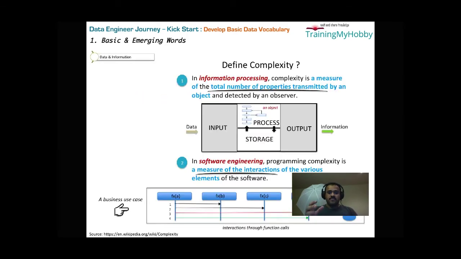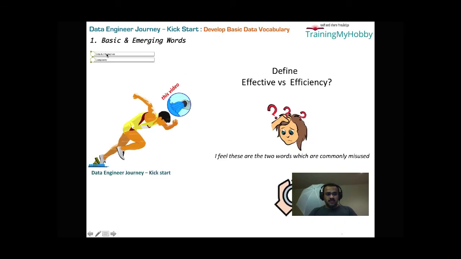By the way, this meaning of complexity is taken from Wikipedia, so that's why I put the link there. If you want to study more, you can go and look into that. As we have seen data and information, complexity, then comes effective and efficiency. These are two words I personally observed many people either get confused by or misuse, either in their communication or when studying any product specifications. I'll pause for some time and ask you to review what is effective and what is efficiency.